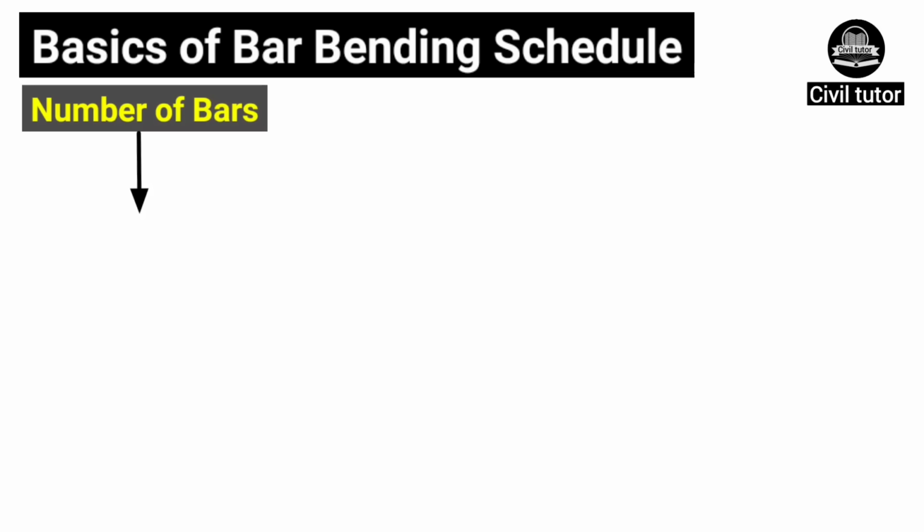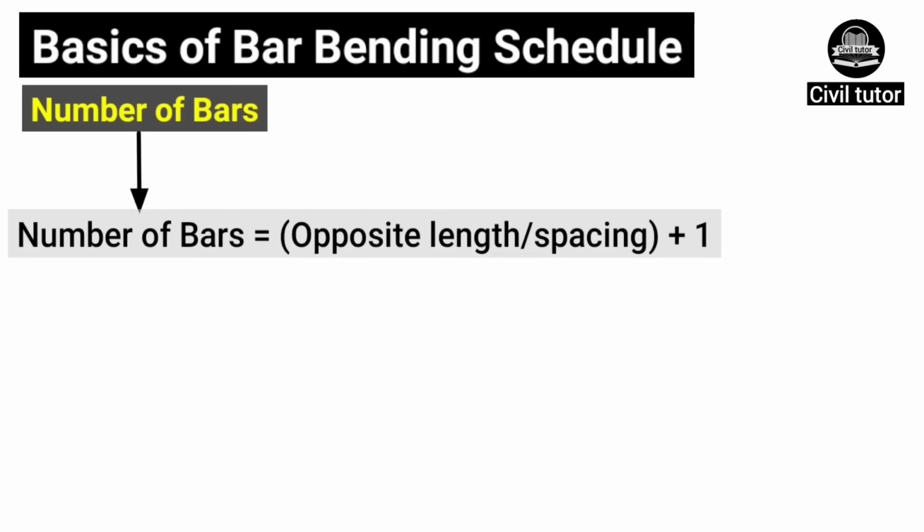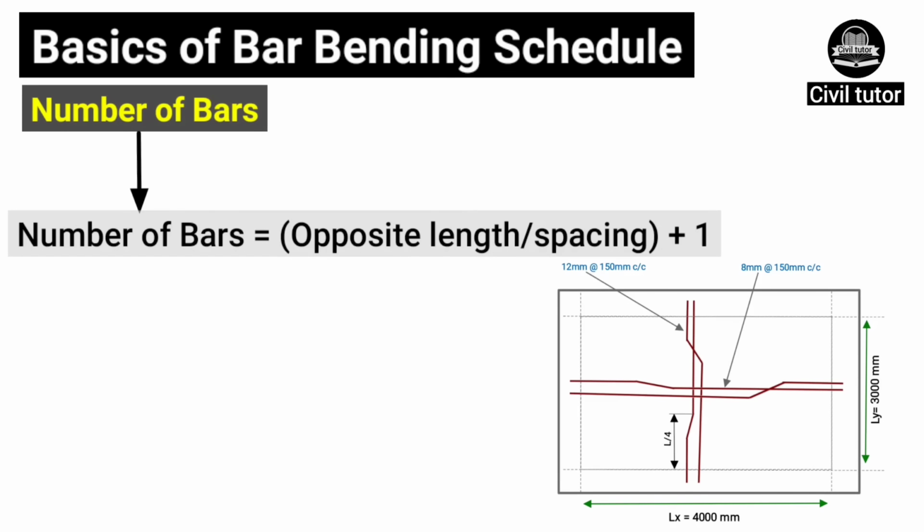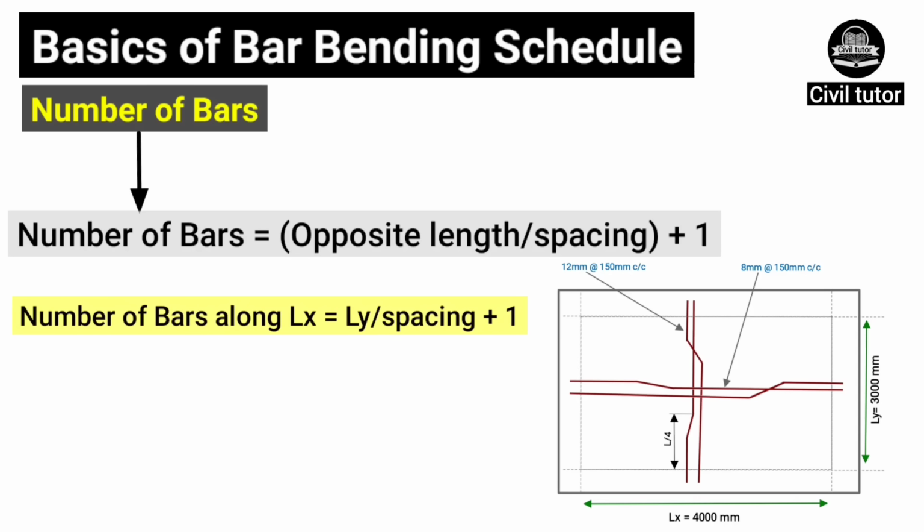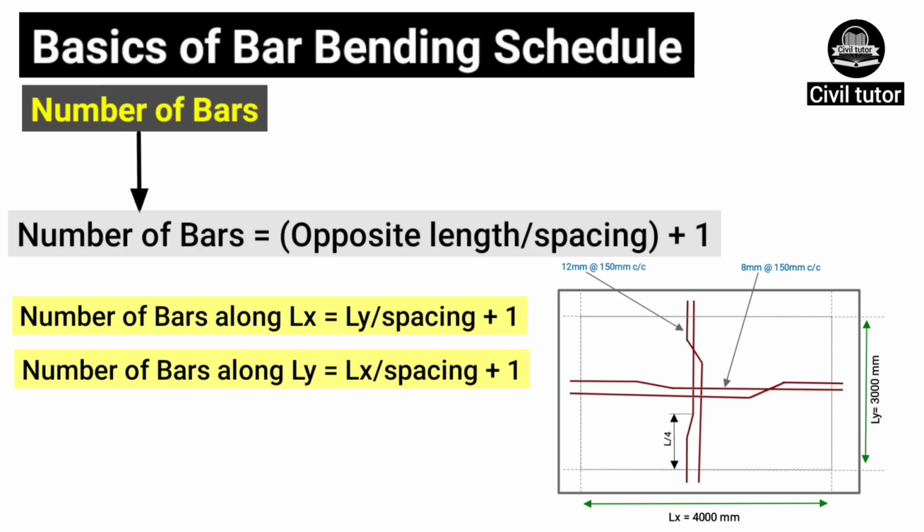The next topic is about number of bars. Number of bars are calculated by using the formula opposite length upon spacing plus 1. For example, if we have a slab of dimensions Lx into Ly, number of bars along Lx will be equal to Ly upon spacing plus 1. Similarly, the number of bars along Ly will be equal to Lx upon spacing plus 1.